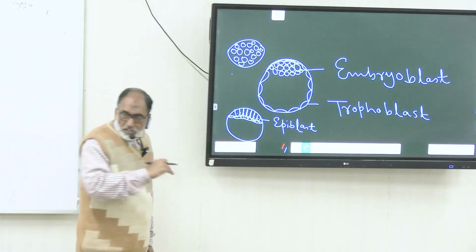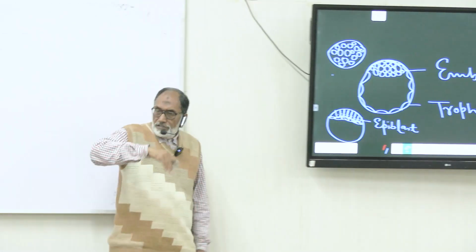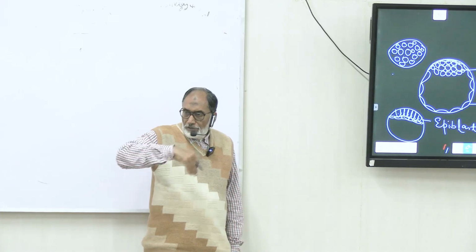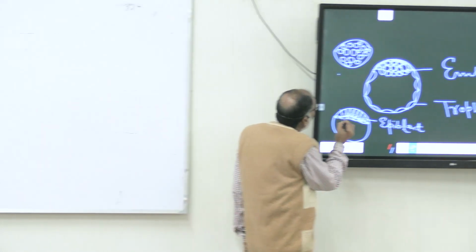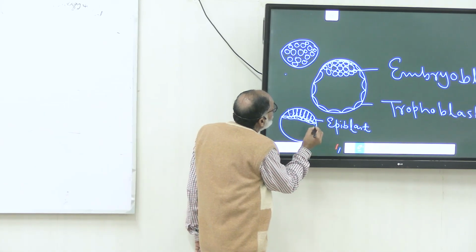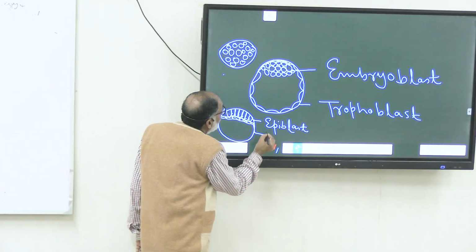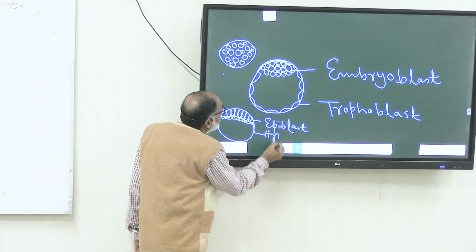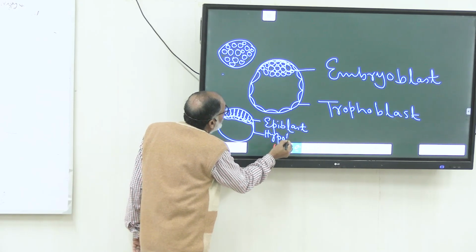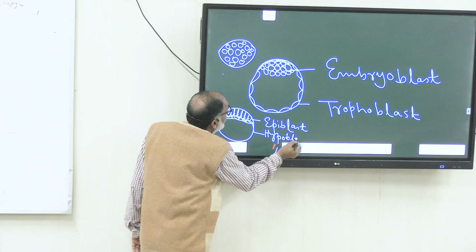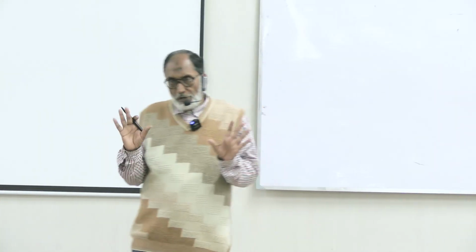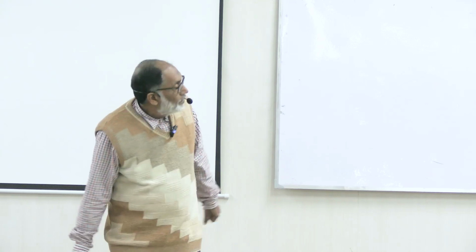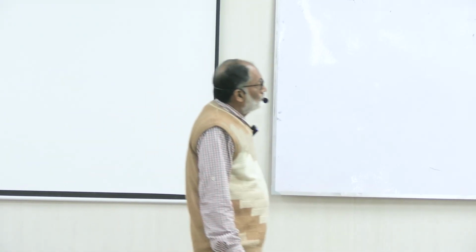And the flattened cells which lie facing the cavity are called hypoblast. Hypoblast and epiblast, right?